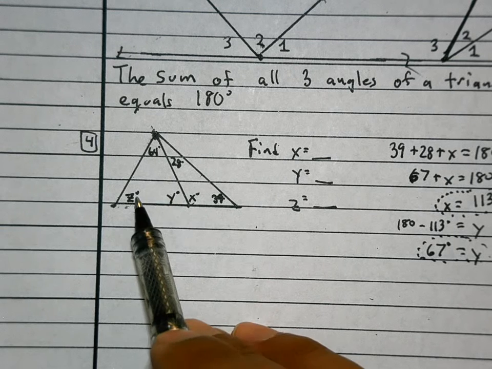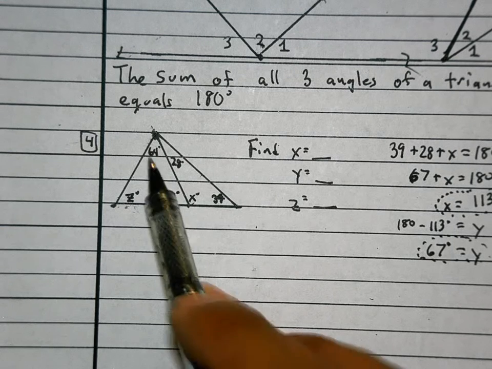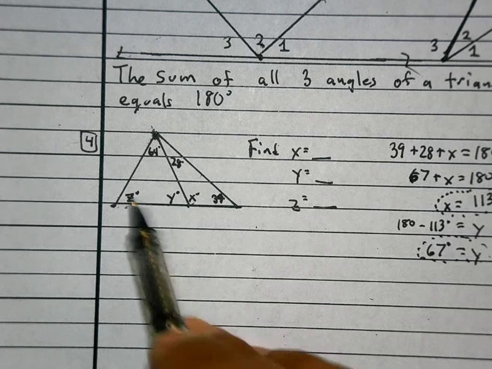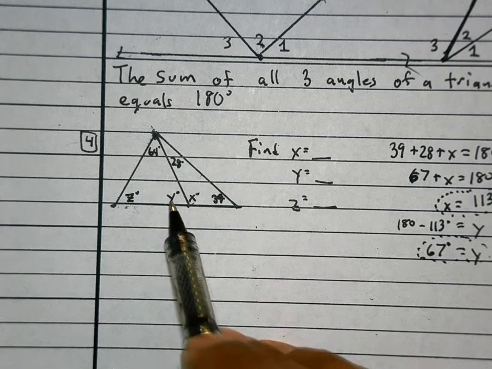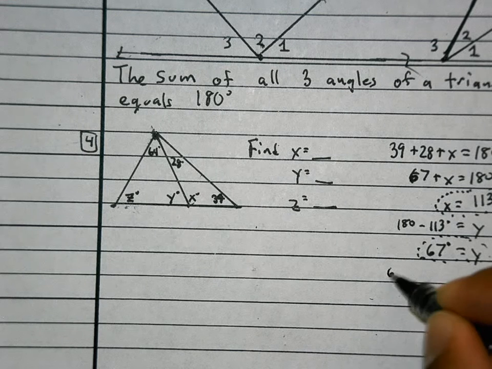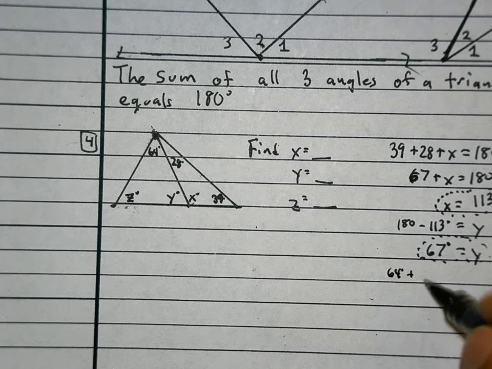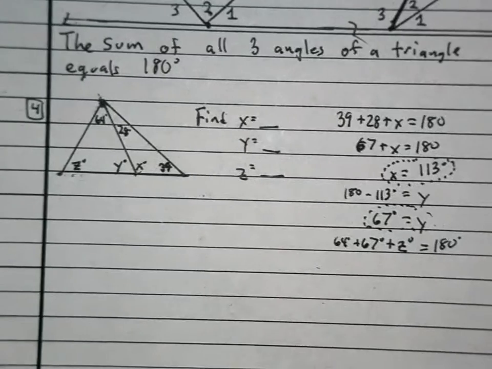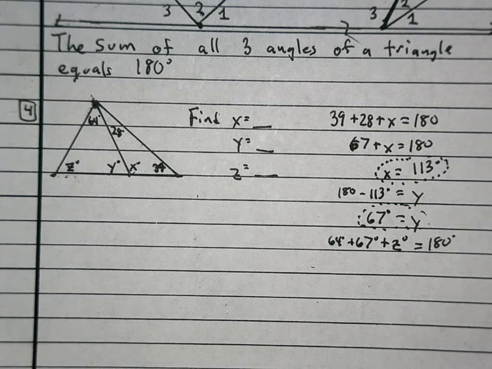You could find what the third one is. This plus this plus this should add up to 180, and you know this one. Now you know this one. All right, one more equation. 64 plus our new angle, 67, plus z degrees should also add up to 180 degrees. Oh, you can't see that. It's off the screen. Here we go. 64 plus 67 plus z equals 180.